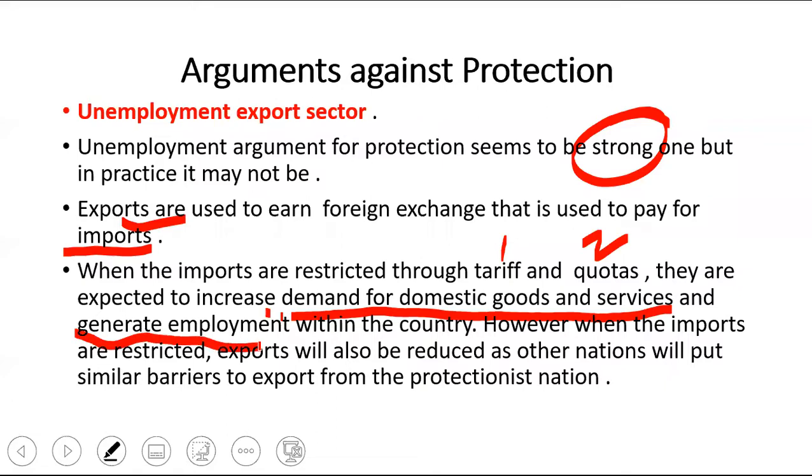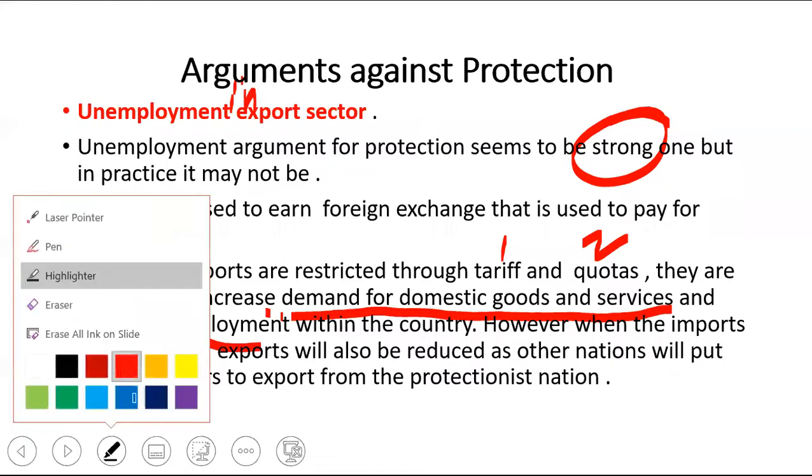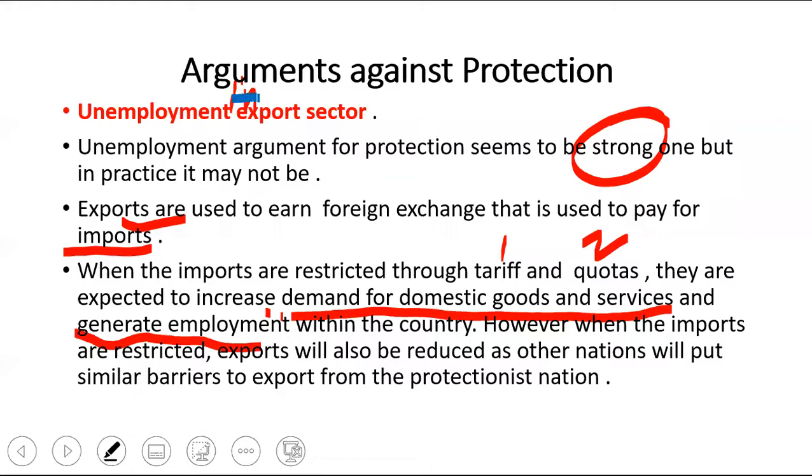Okay, but when the imports are restricted, exports will be reduced as other nations will put up similar barriers. And here there is a word, unemployment in the export sector. One word has to be added. What did you understand? Unemployment in the export sector. Write it.